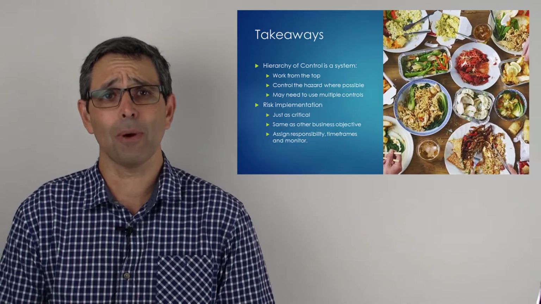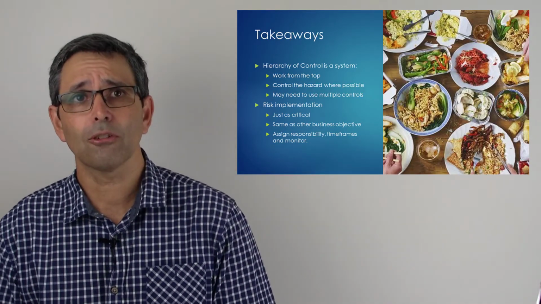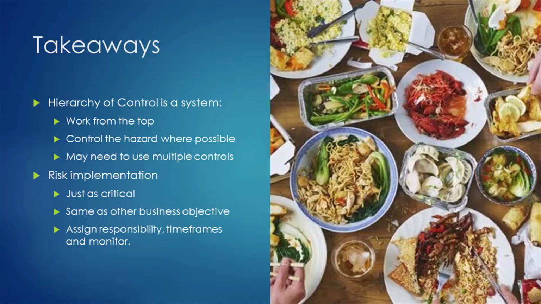So let's have a look at the takeaways from work health and safety risk control today. We really have just introduced the hierarchy of control today. So it's a system that we use to work out what's the most effective way of controlling risk. We work our way from the top down, and we can build multiple levels of control there. So you might have an engineering and an administrative control as your optimal way of controlling that risk.